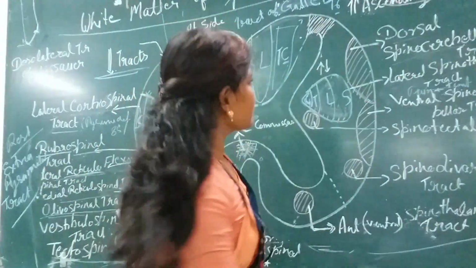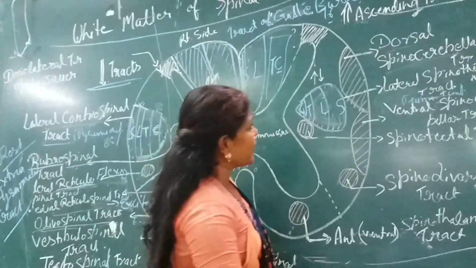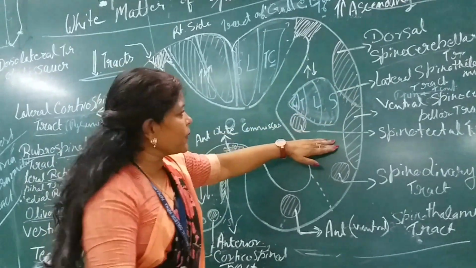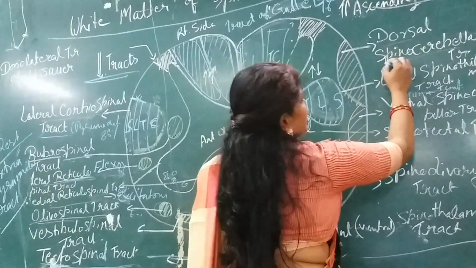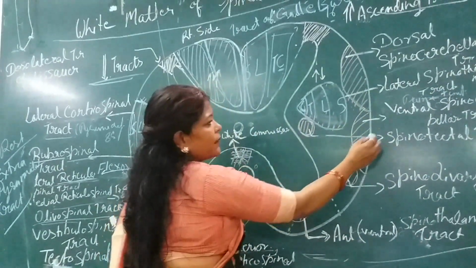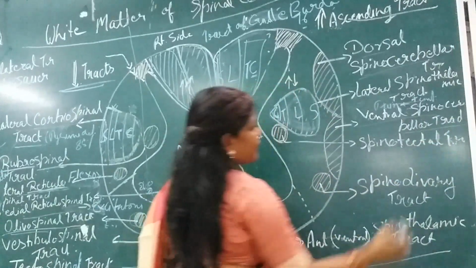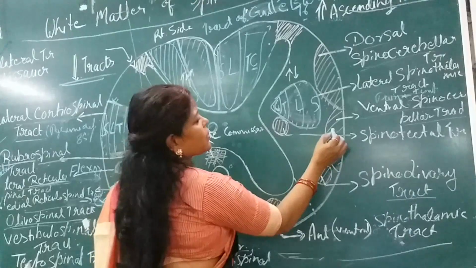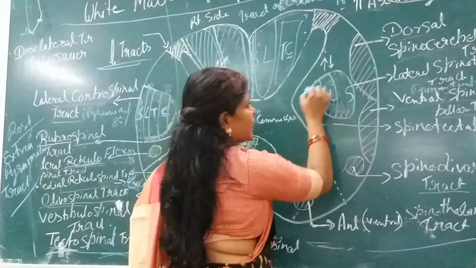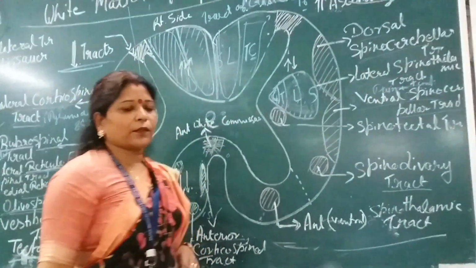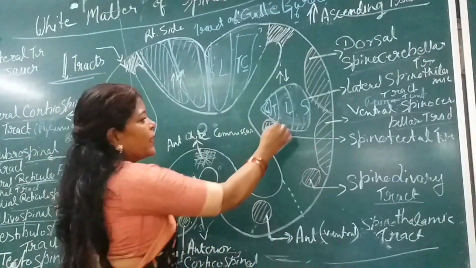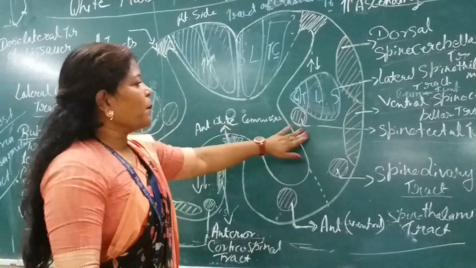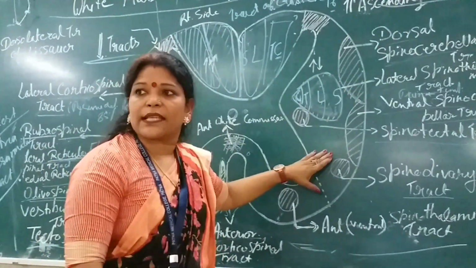Look here. This is the dorsal spinocerebellar tract. All these ascending tracts are present in the lateral funiculus. Here, dorsally, is the dorsal spinocerebellar; just below that is the ventral spinocerebellar tract; just below that is the spinoolivary tract. Medial to the ventral spinocerebellar tract is the lateral spinothalamic tract, and medial to that again is the spinotectal tract. One by one we will discuss the functions of these ascending tracts.